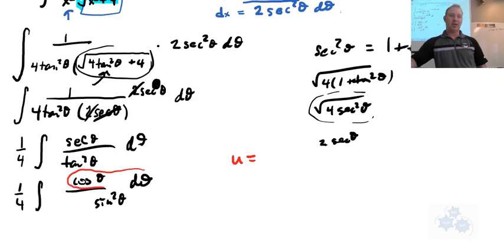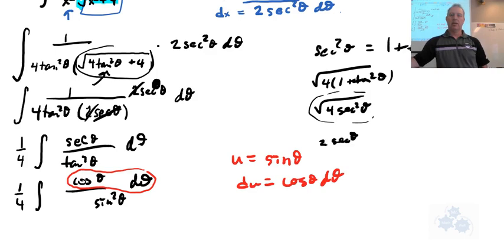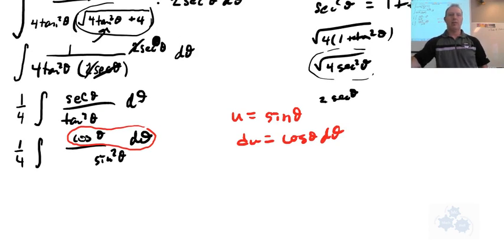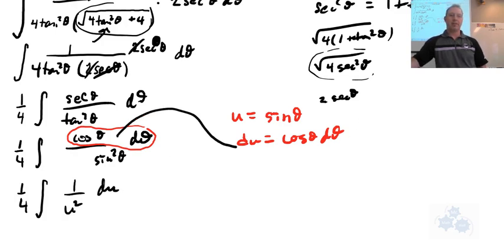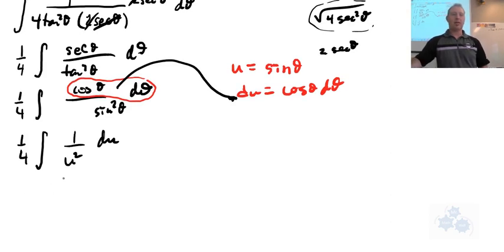Yeah, if you see this cos theta d theta here, if u was sine theta, then du is going to be cos theta d theta. All right. So then over here we have 1/4 still, the integral of 1 over u squared, and then of course this is just du now. Right? Because that's what du is. All right, so now we're at a point where this is really easy to integrate.